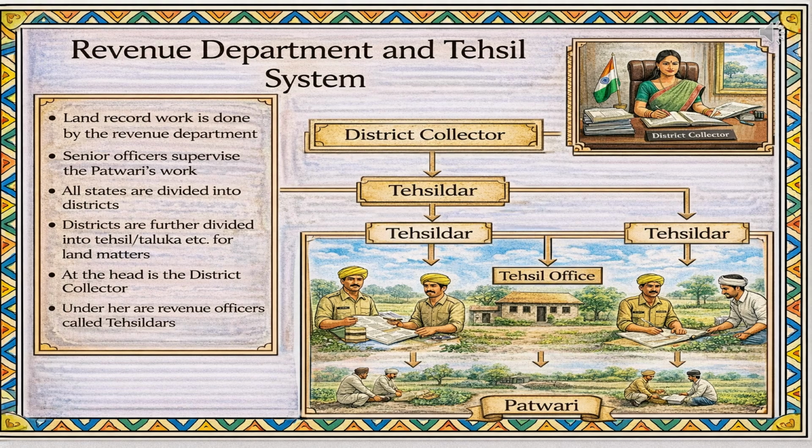In rural areas, land record work is managed by the Revenue Department. Patwari works at the village level and maintains land records. His work is supervised by the Tahsildar at the Tahsil/Taluka level. At the district level, the district collector is the main officer for land and revenue work. So the system works like a chain. District collector, Tahsildar, Patwari. Together they manage land records and revenue in rural areas.